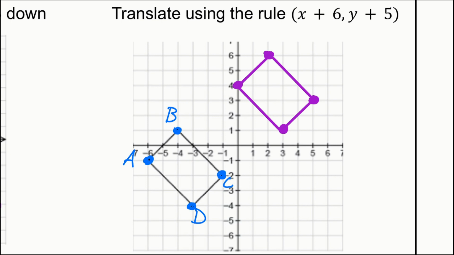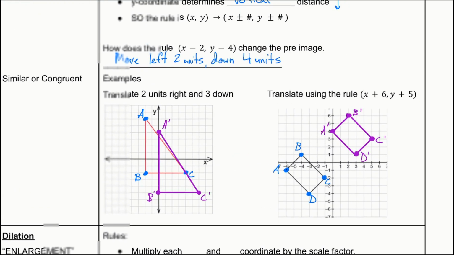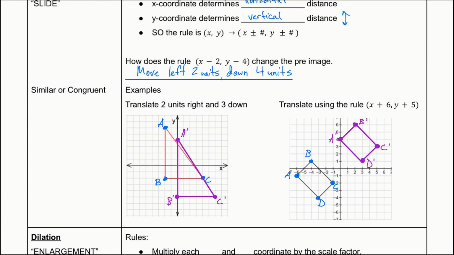All right. So label them. Make sure we've got those. This is A prime, B prime, C prime, and D prime. One thing that I forgot to do, since this is a translation, is it similar or is it congruent? It is going to be congruent. It will have the same shape and the same size, even though my first example doesn't look like it. It totally is.